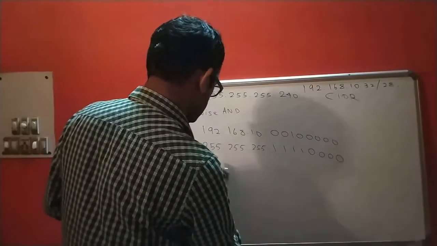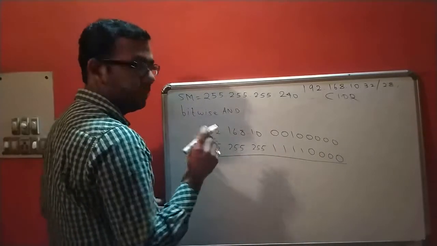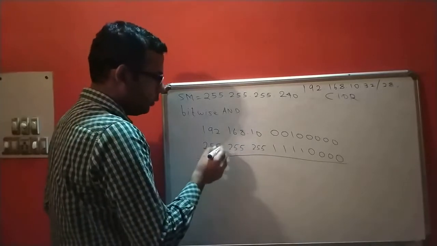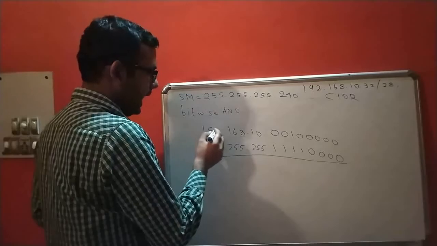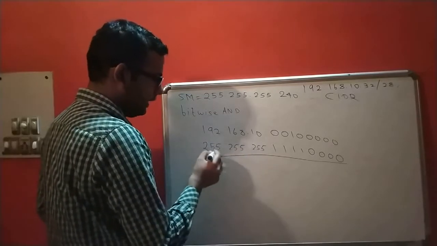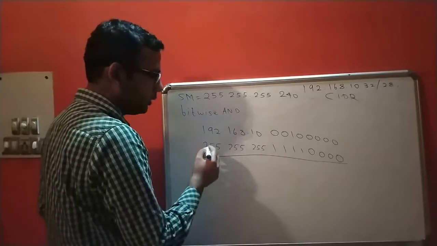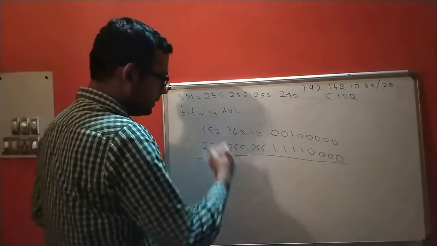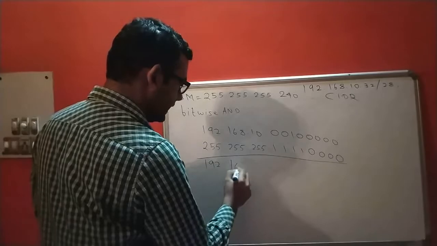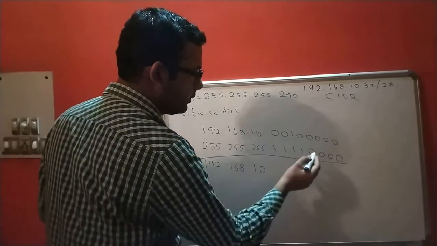So if you perform a bitwise AND operation, 255 represents 8 ones. If you perform an AND operation with all ones, you get back the number itself. I am performing the AND operation of 192 with 255, which is nothing but all ones. So any number you AND with all ones, you get the number itself. So here I get 192, here again 168, here I get 10. And here I'll perform the bitwise AND operation.